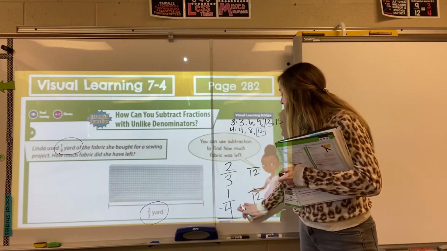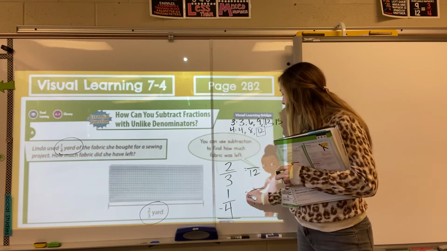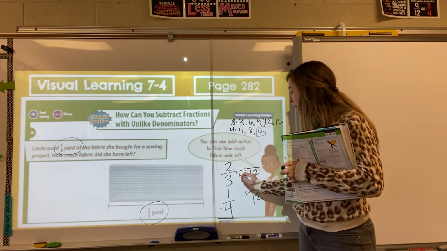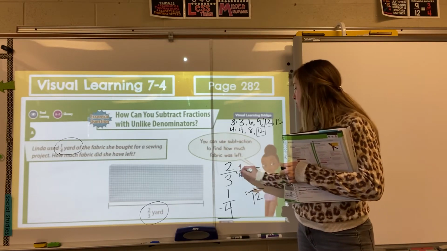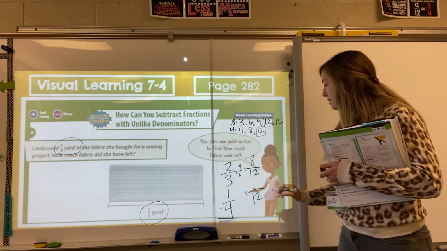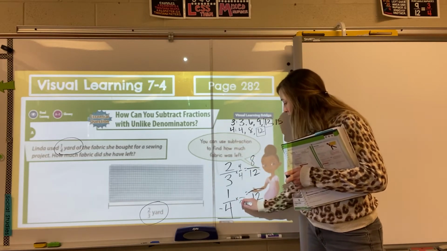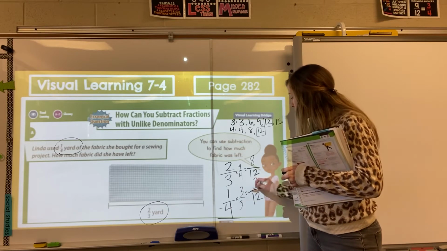So for this first one, I'm gonna move this. I am going to multiply 3 times what to get 12? Well, I'm gonna multiply by 4. So 2 times 4 is 8. Now over here, I need to multiply 4 times what is 12? Well, 3, so 1 times 3 is 3.